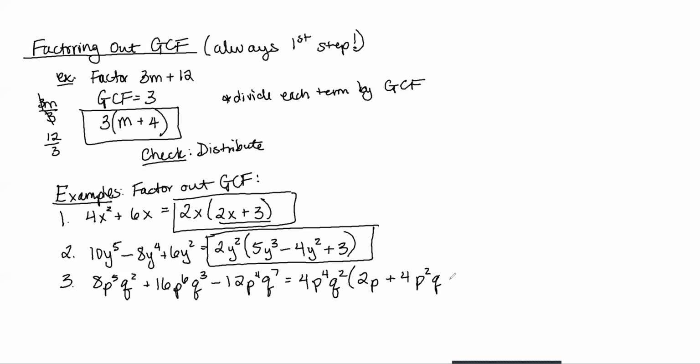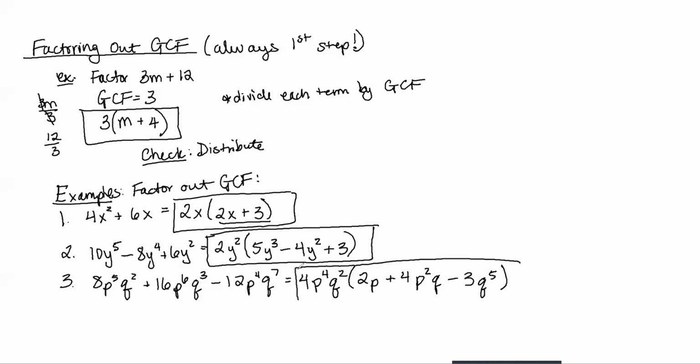Done with that term, so minus 12 divided by 4 is 3. We have 4 p's, we're getting rid of 4 p's, so there's no p's left in the last term. So then our q's, we have 7 q's, getting rid of 2 q's, so we're left with 5 q's, or q to the 5th.